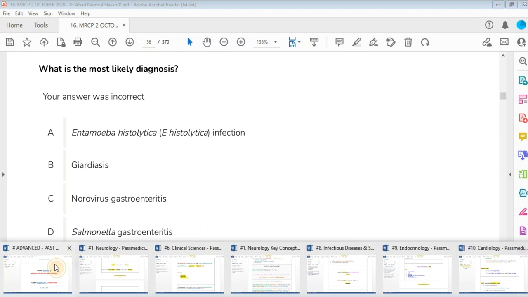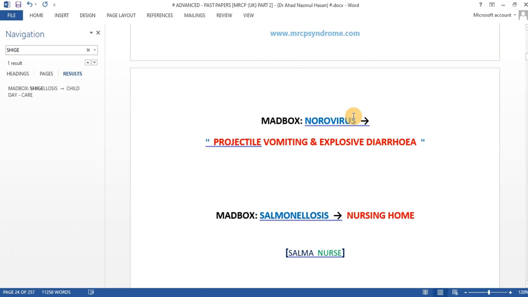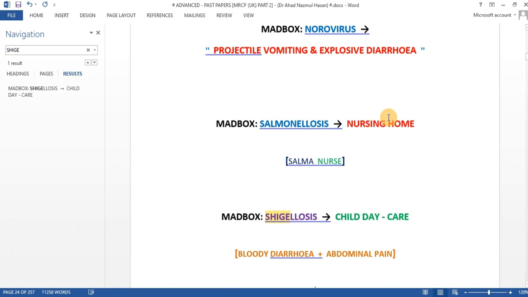So norovirus is the most common cause of gastroenteritis in the adult population, and this usually occurs in an epidemic form in a closed environment, like either a cruise ship or a closed building. And they usually give the classical description of projectile vomiting and explosive diarrhea.